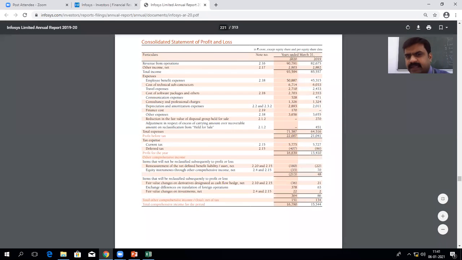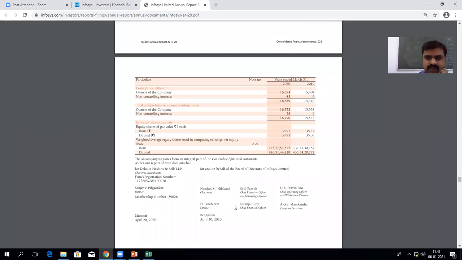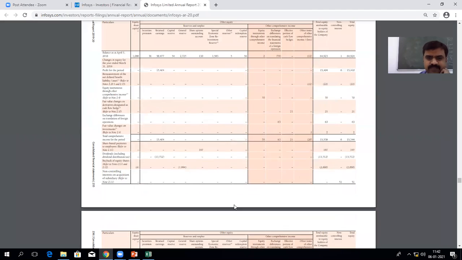The company has already given 2 years. 19 means actually 18-19, and 20 means 19-20. That's the financial year. So it has given figures for 2 years. These 2 years you will download, and then you have to prepare a comparative statement, performance statement, and trend ratio. Similarly, you can do it even for the balance sheet.